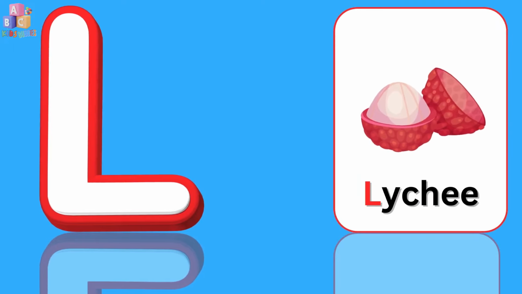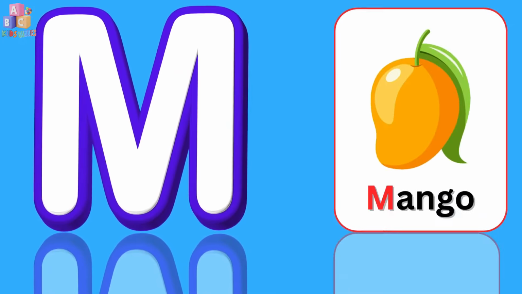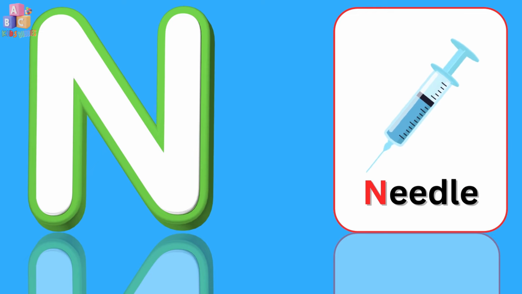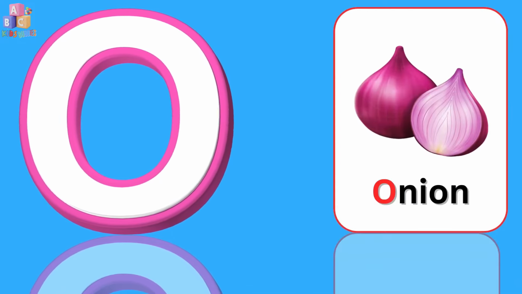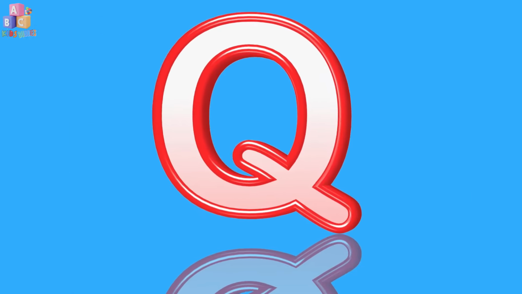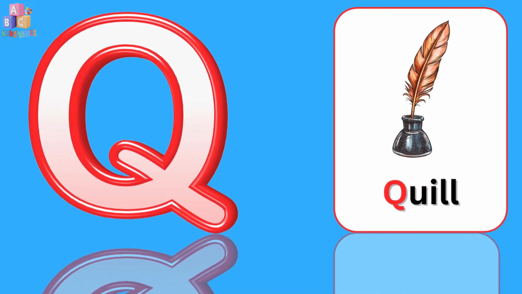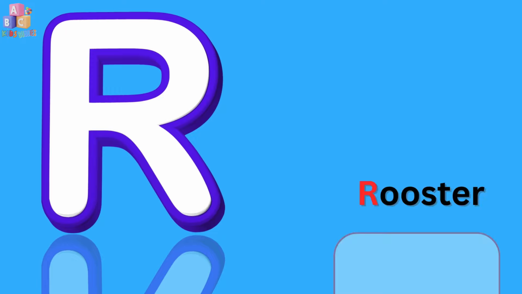L is for lychee. M is for mango. N is for needle. O is for onion. P is for pineapple. Q is for quill. R is for rooster.